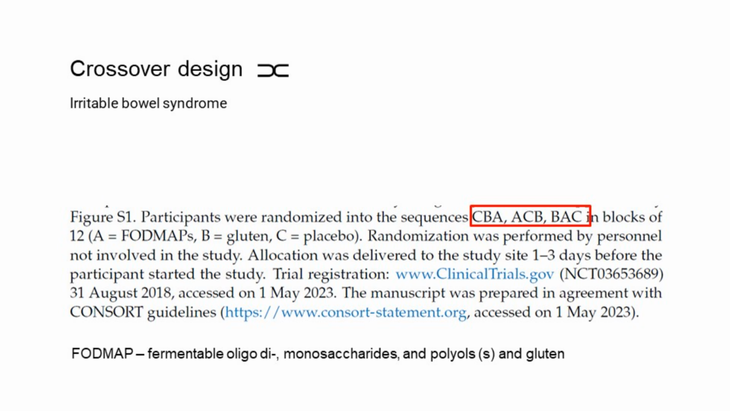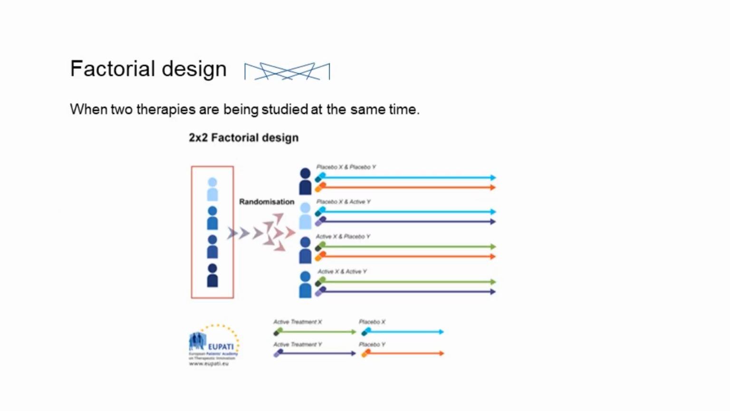Factorial clinical trials study the effect of more than one treatment. This allows potential interactions between different treatments to be evaluated. If you look carefully at the scheme and the icon, you will realize that it is the same principle as for the combination of heterozygote alleles.